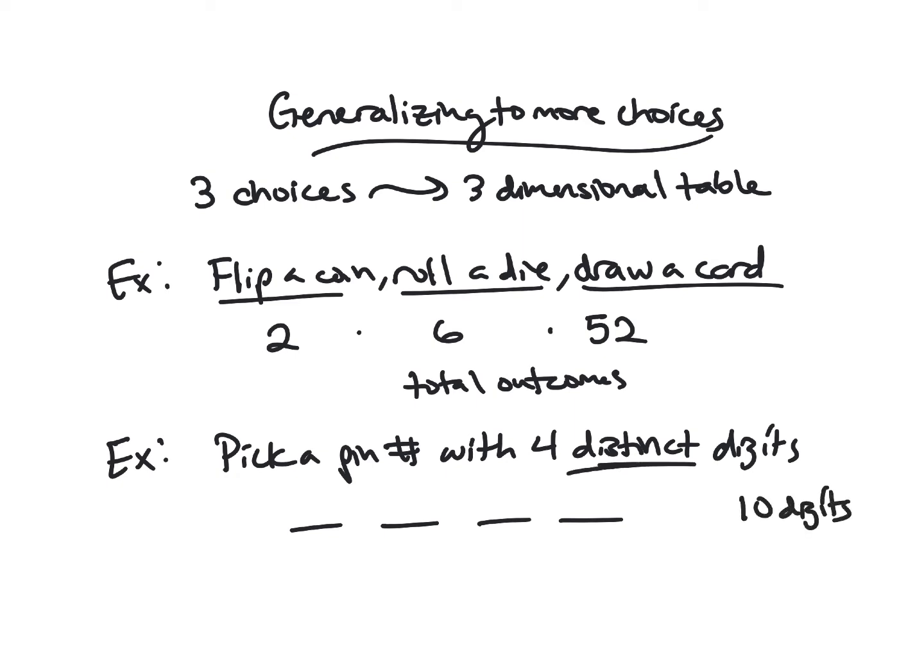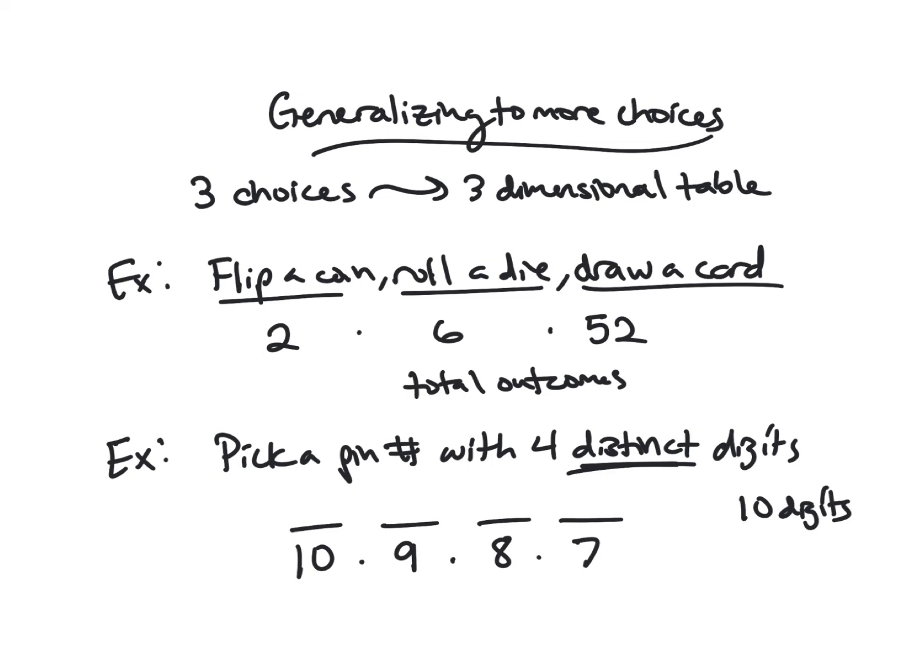But here, the key is that these must be distinct. So you have 10 choices on your first one, but once that is chosen, it cannot be chosen again, so you're down to 9. Then those 2 can't be used, so you're down to 8, and finally you're down to 7. And so this would have 10 times 9 times 8 times 7 total options to get a 4-digit pin number with no repeats.